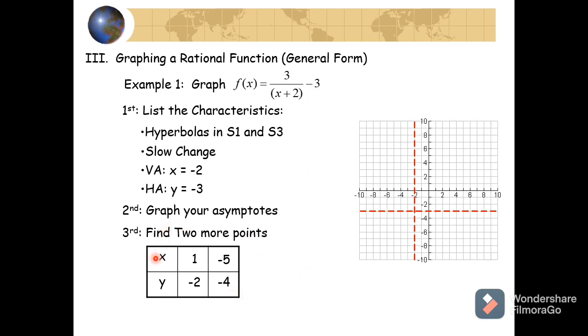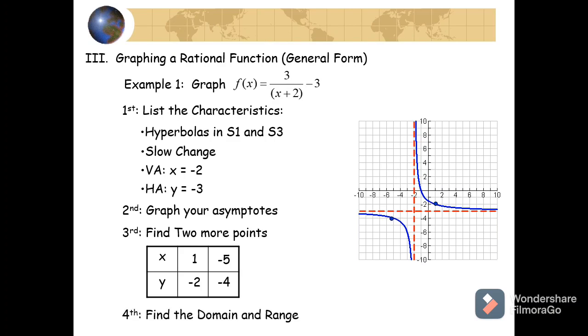Okay? Since nakuha na natin yung given ng y, then we can plot the 2 points. First, we have 1, negative 2. So, 1 yung x, negative 2 yung y. So, ito yung point natin. Next, negative 5, negative 4. So, negative 5 yung x, then negative 4 yung y. So, ito yung graph natin. Then, we'll draw the curved line or the 2 branches. Fourth step is to find the domain and range. The domain in this example are all real numbers except x is not equal to negative 2. And the range is all real numbers except y is not equal to negative 3.